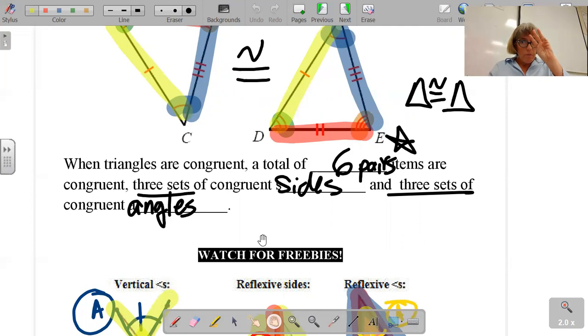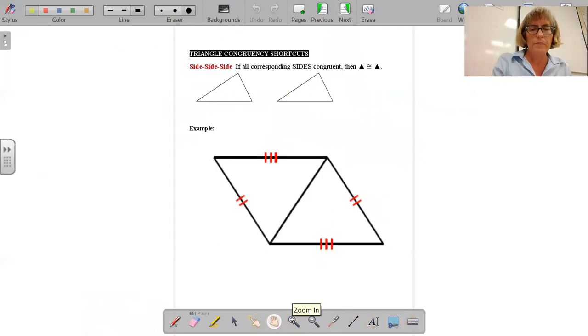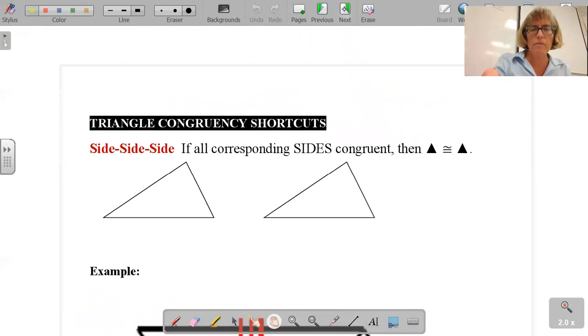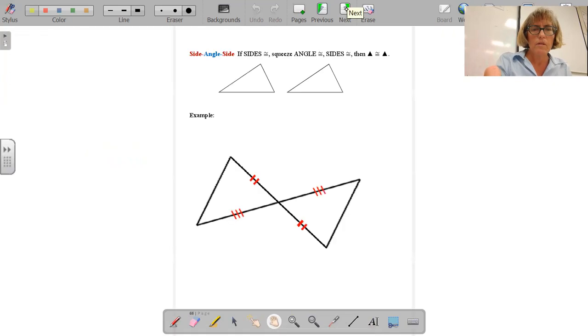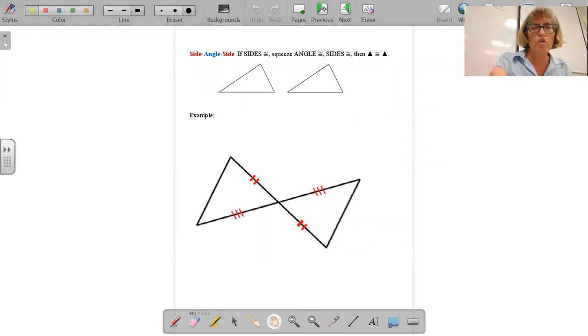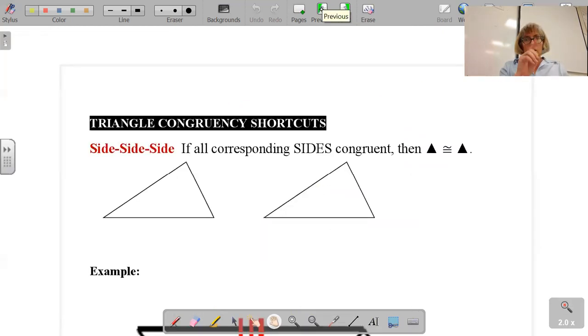So there's 4 of them, 4 shortcuts. They are side, side, side, side, angle, side, angle, side, angle, angle, angle, side. Shortcuts. So side, side, side says this.